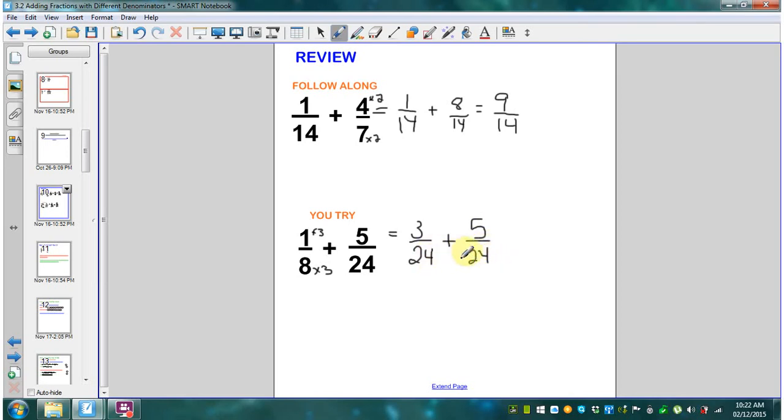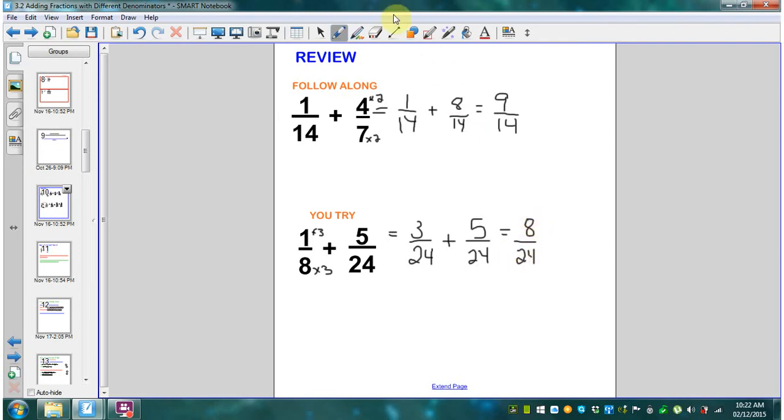Do we have common denominators? Yes, so we're ready to add. Keep our denominators on the bottom. Add our top. 3 plus 5 is 8. So this is an answer, but can we simplify? Can we divide 8 and 24 by the same number?